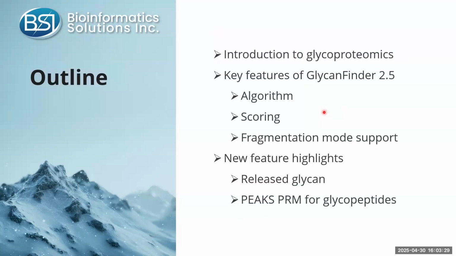Just an outline of what I'm going to be going over today. First, a general introduction to glycoproteomics. Then I'll go into the key features of GlycanFinder 2.5, focusing on our search algorithm and de novo sequencing strategy, the scoring that we do for confidence in the result, and the different fragmentation modes that we support in GlycanFinder. Then I'll focus a little more on some of the new features in GlycanFinder 2.5, including the release glycan workflow and Peak's PRM for glycopeptides, so more targeted analyses.